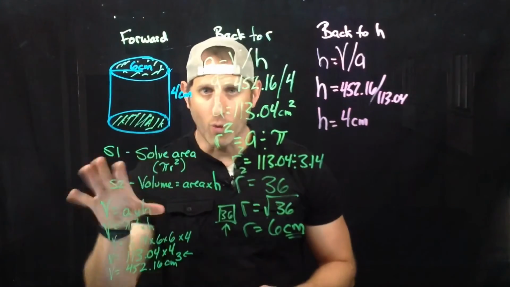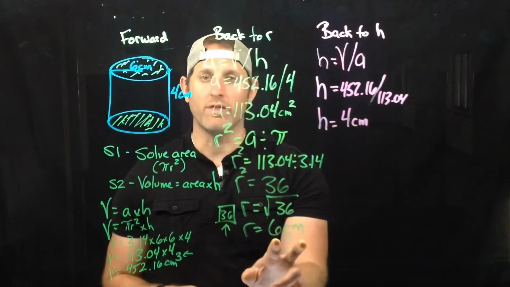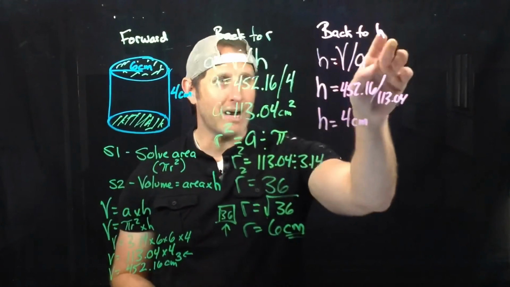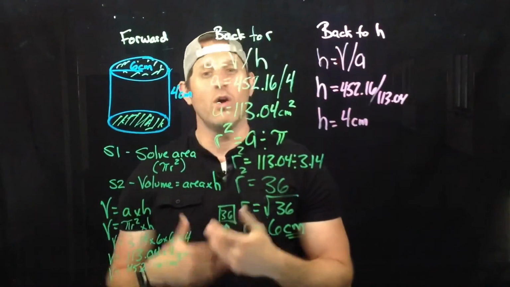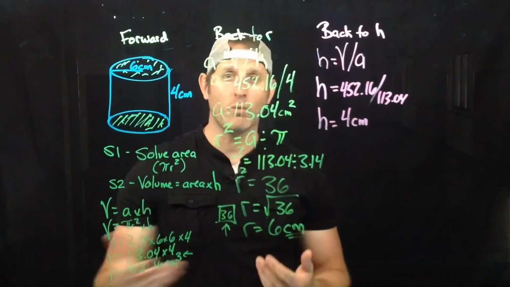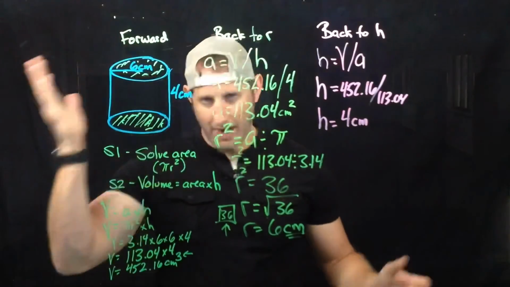So we now knew what r squared was. Then we simply use the square root button to determine what the length of the radius would be. And then if we were working backward to determine what height was, we again needed to have volume divided by area would give us height. Volume divided by area gave us 4 centimeters, and that was it.